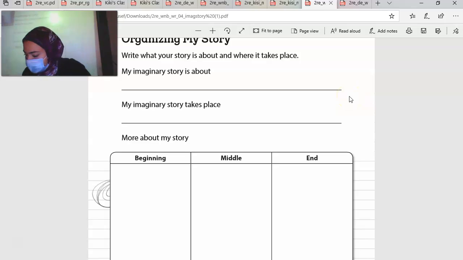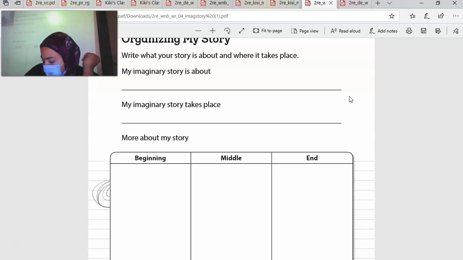Before we start that, I know that a narrative has a beginning, middle, and end. For my beginning, I will describe my imaginary friend. So here's an example. My imaginary friend is a huge animal with wings who is kind and lives on a mountaintop. I write that information in the first column.